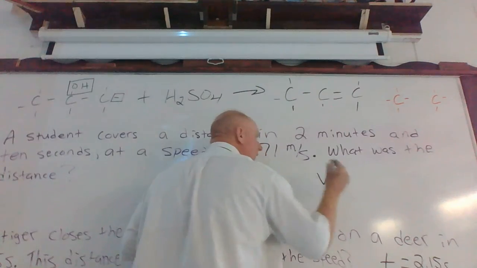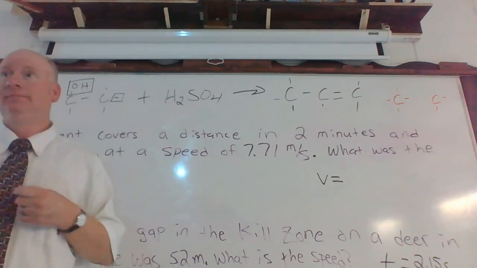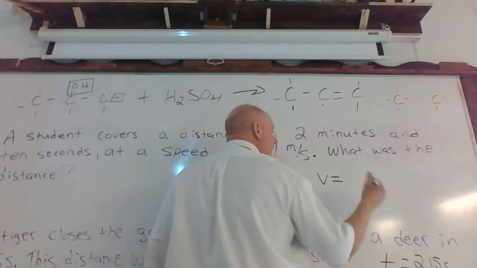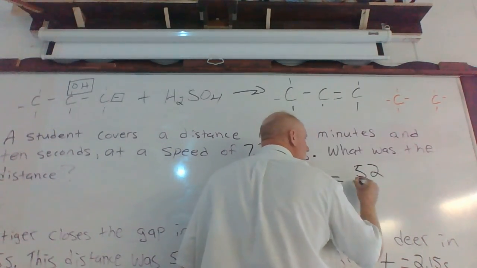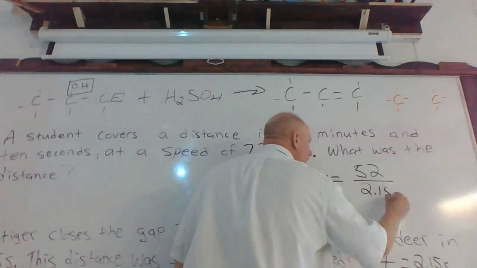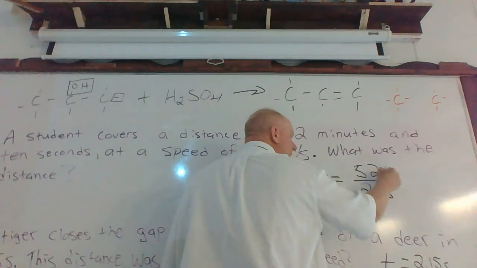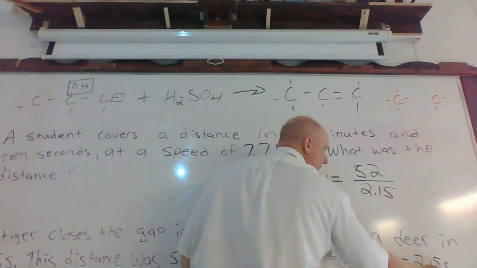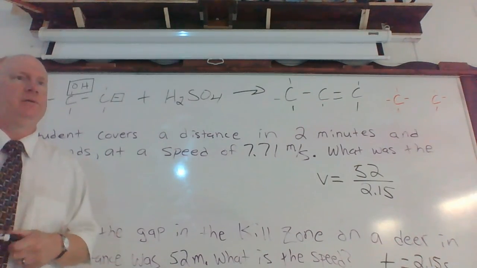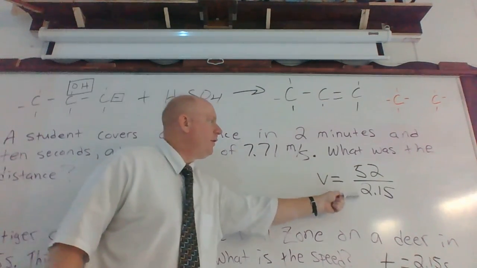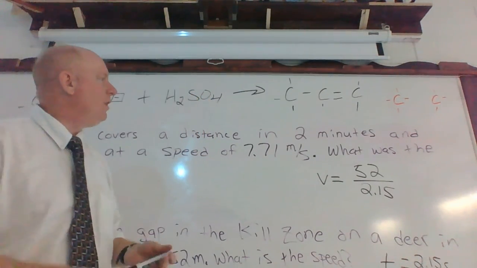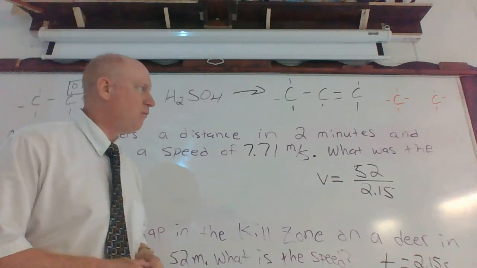So do what the formula tells you to do. Velocity equals what? Distance over time. So what was our distance? 52. What was our time? You don't need to put the labels up here because you've already accounted for them down there. So we do what the formula tells you to do. What do we do with those two numbers? Divide them. Okay? So when you do that, do you get 25?